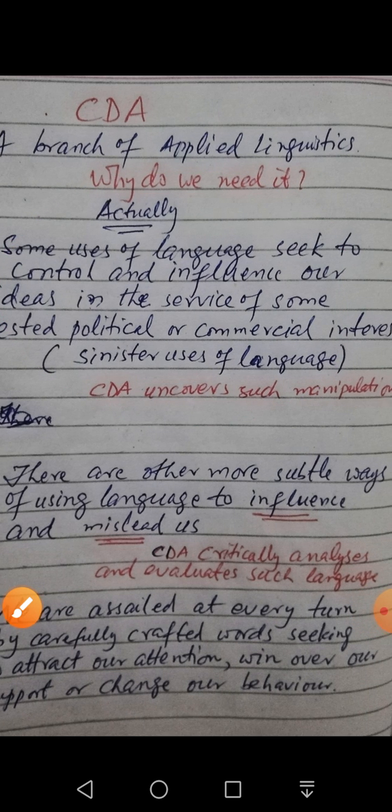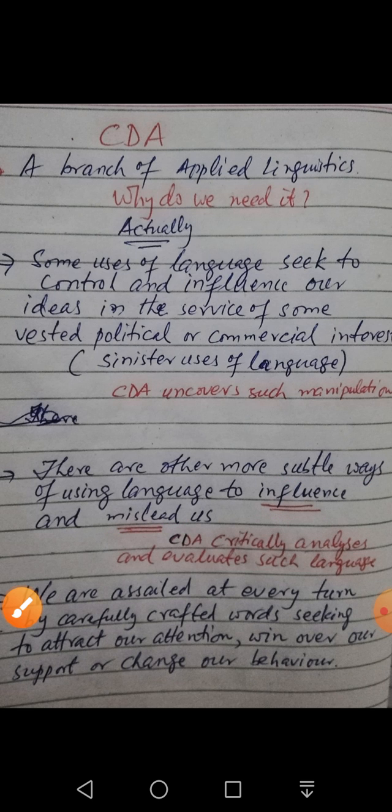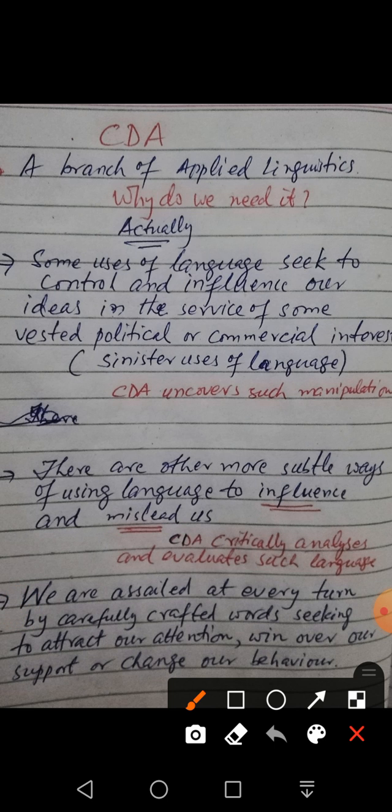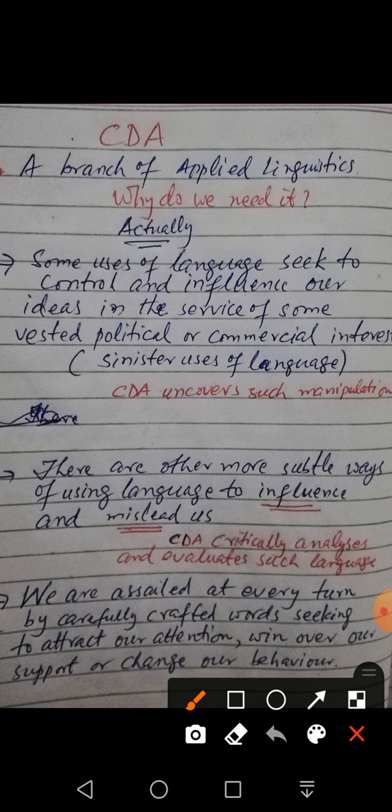Now here is another important sentence which I have taken from Guy Cook's book: there are other more subtle ways of using language to influence and mislead us. Later on, I'm going to give you some examples of how we are influenced, how our consent is manufactured. Even if we don't want something, we are brought to that particular thing, and thus we are misled. CDA critically analyzes and evaluates such language.